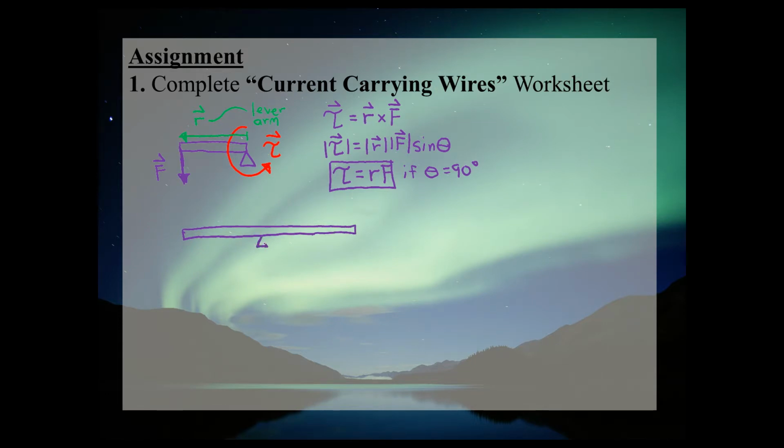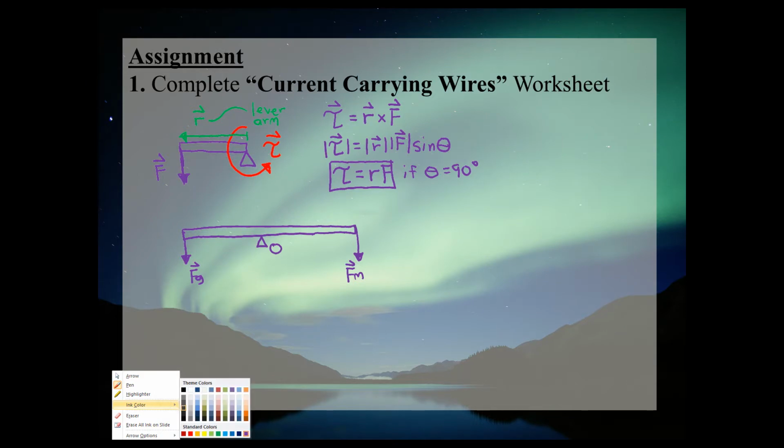I have the fulcrum here. We'll call the fulcrum point O. I have the force of gravity from that hanging mass, and I have the magnetic deflecting force straight down. If I wanted to, I could show those other two forces acting on the fulcrum.